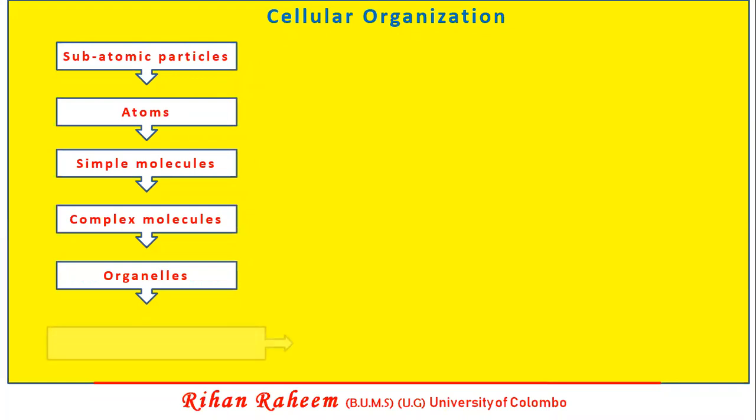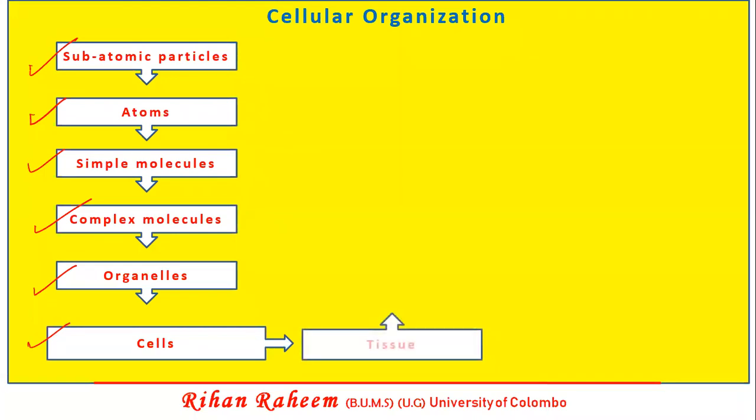When many organelles join, it forms the atom. Oh, sorry, it forms the cell. Many subatomic particles form the atom. Many atoms form the simple molecules. Many simple molecules join together to form complex molecules. Many complex molecules join together to form organelles. Many organelles joined in different ways form the cell, and many cells join together to form the tissues. Until this, it's grade 10.